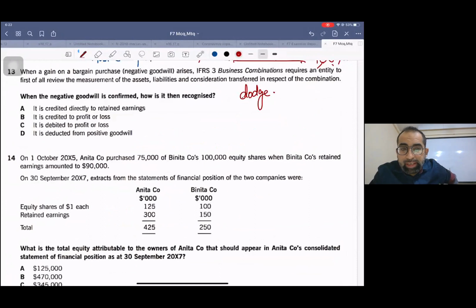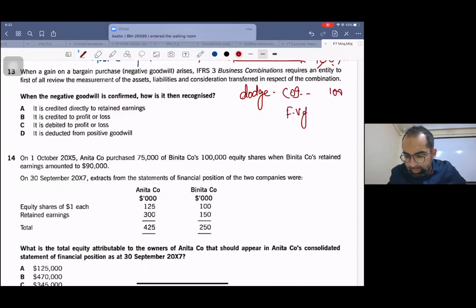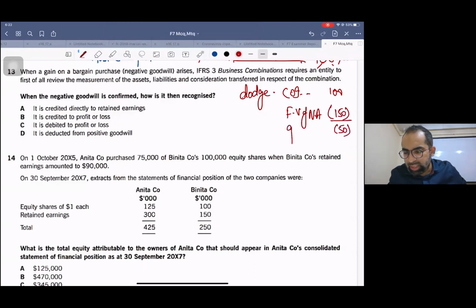The negative goodwill. Sometimes what happens is your COI is 100, but the fair value of net assets is 150. So you get a negative. Sometimes we call it negative goodwill. Basically, it's gain on bargain purchase. Always remember this thing.